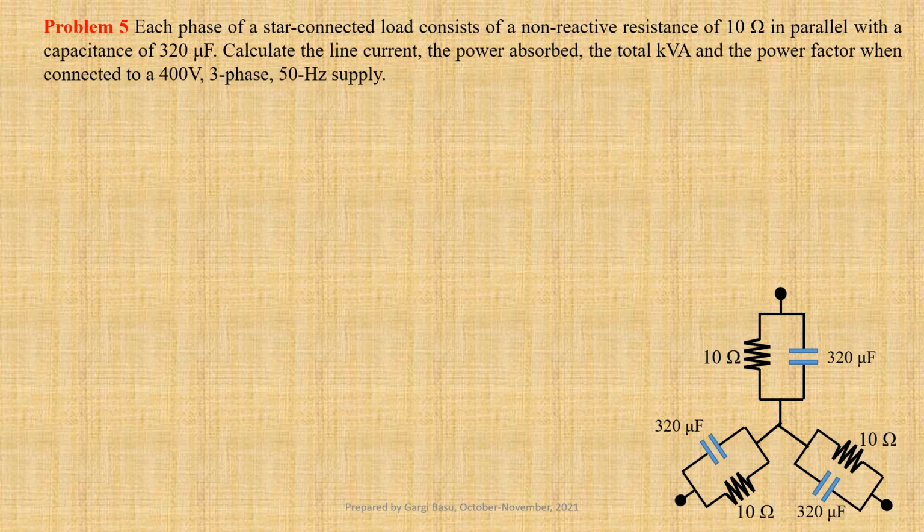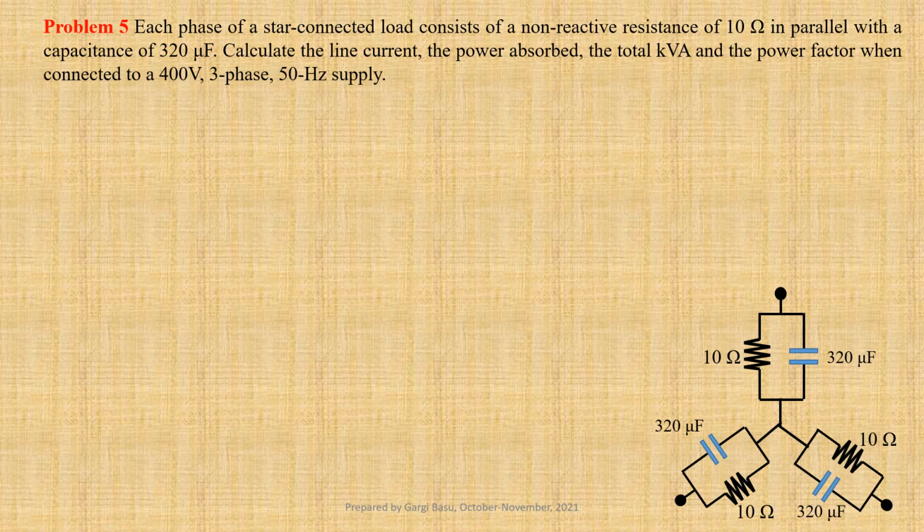Each phase of a star-connected load comprises of a non-reactive resistance of 10 ohm in parallel with a capacitance of 320 microfarad. We have to calculate the line current, the power absorbed, the total kilovolt ampere and the power factor when connected to a 400 volt 3-phase 50 Hz power supply.